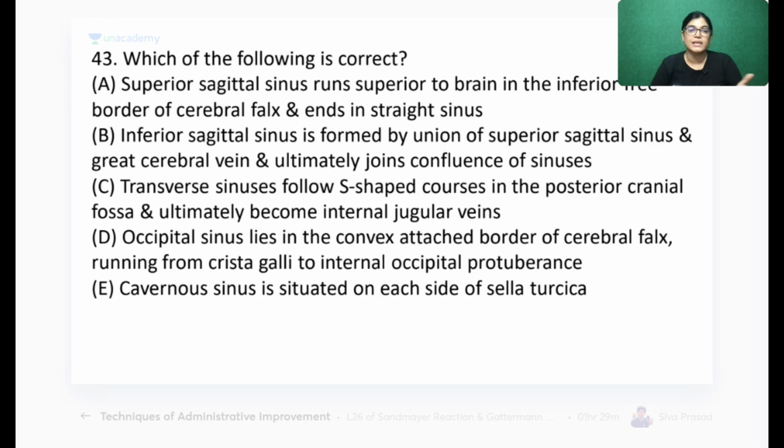You can read the option nicely. Which of the following is correct? Actually, which of the following is correct? So it is also related to the cavernous sinus topic. Actually, it is a question on meninges and sinus. Take your time, read the option.